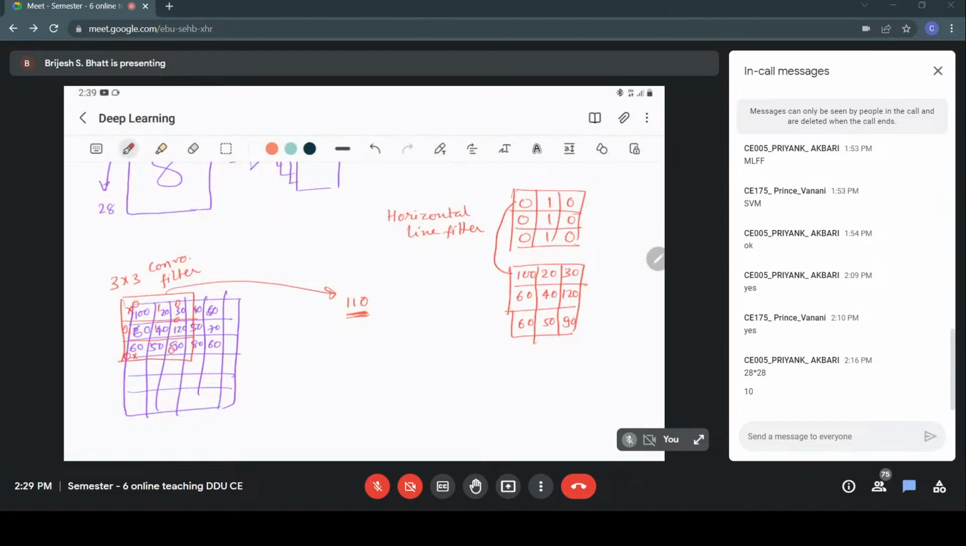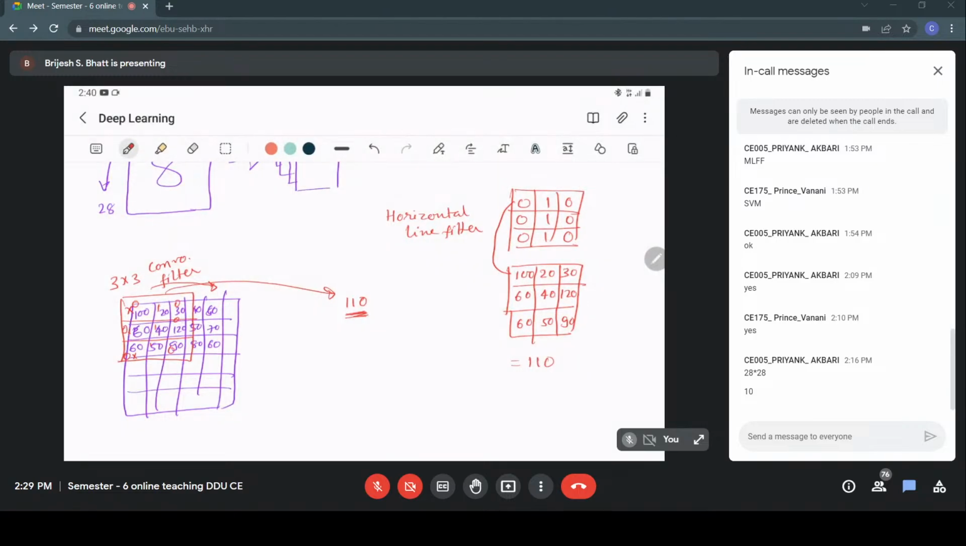So after this filter, I can say that within this first 3 cross 3 block, the strength of the horizontal line that I can see is 110. But that is only at one region, right? I have not explored the entire image. So what I will do is move the filter a bit to the side. It can be one stride, two strides; all these are hyperparameters that we can control. So next is to move the filter to one side and get another answer. The answer for this was 110.